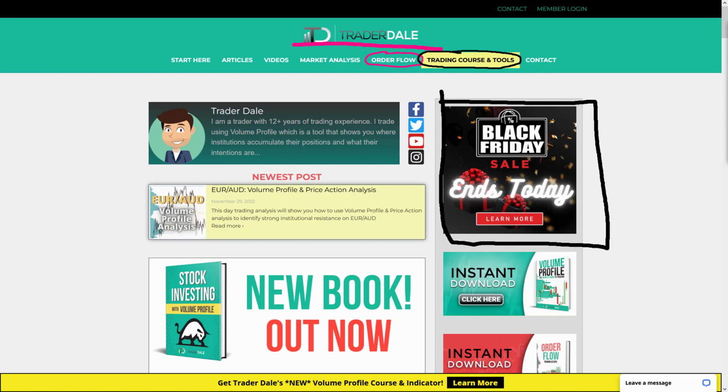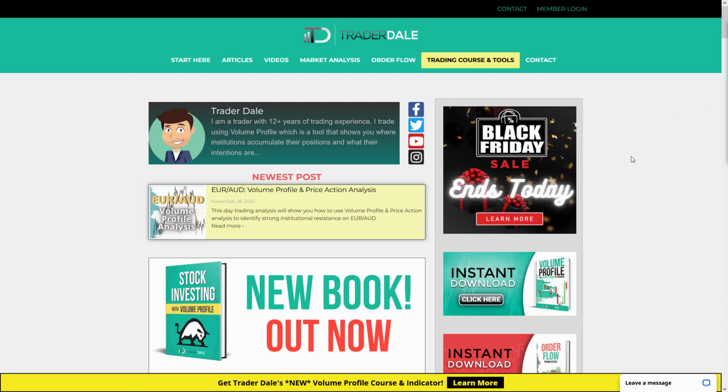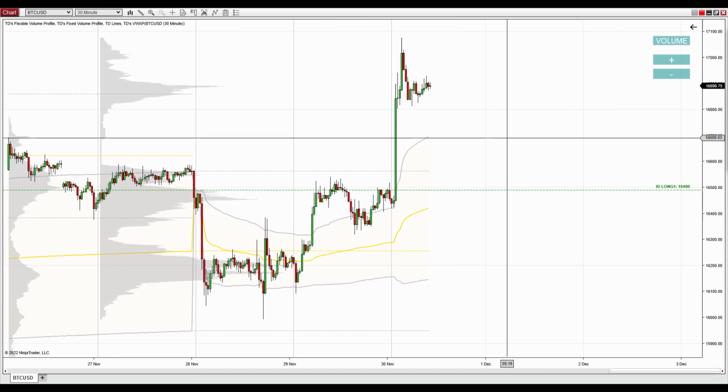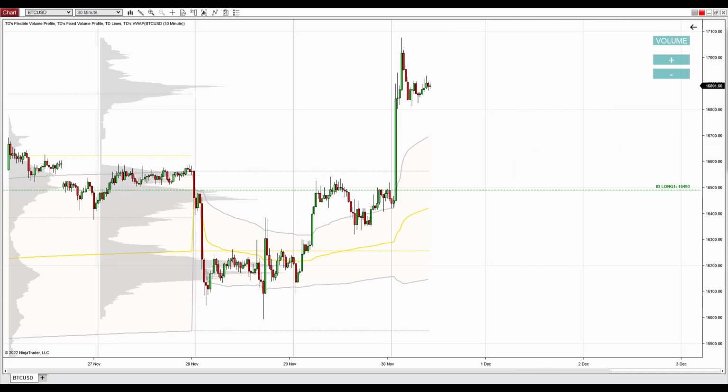Let me now switch over to the Bitcoin chart. So here we go. This is a Bitcoin chart. You're looking at a 30-minute time frame. And what I want to talk about today is a strong support that formed earlier today. It is in here at 16,490, and it is based on a setup which I call the volume accumulation setup.